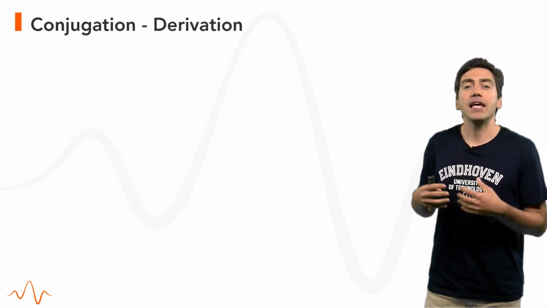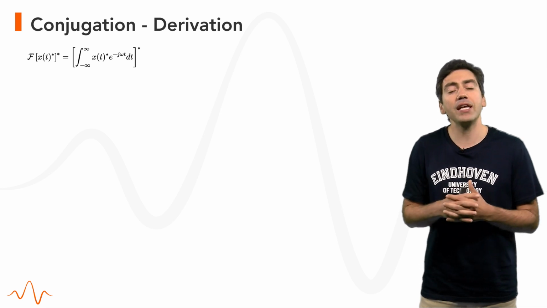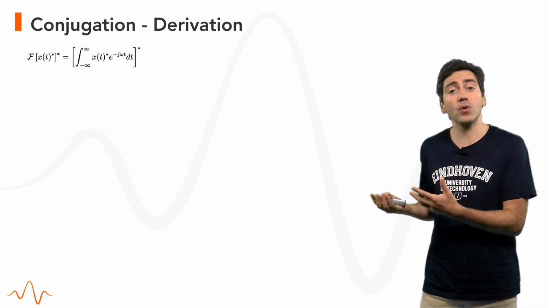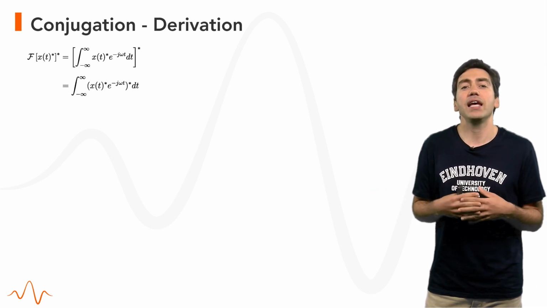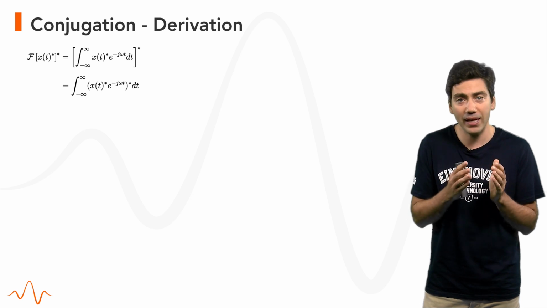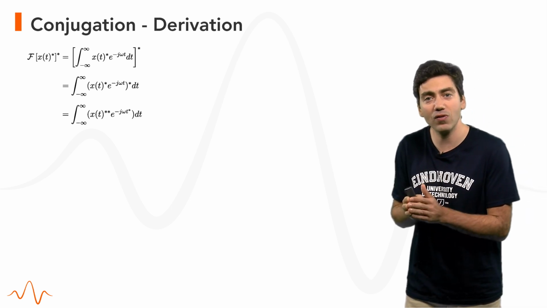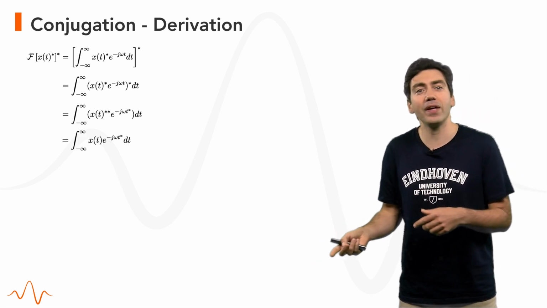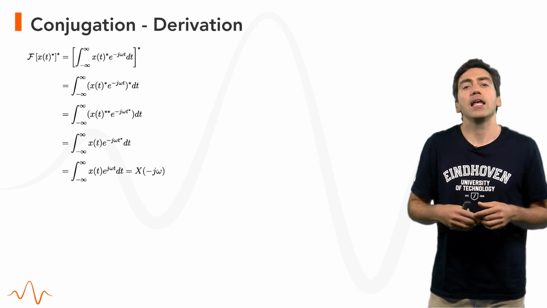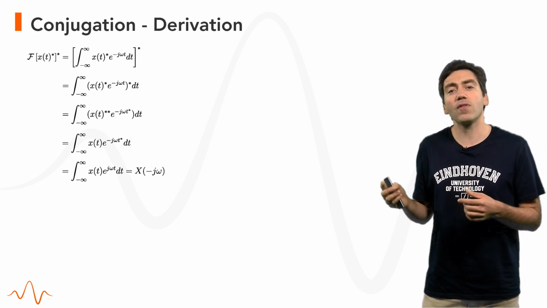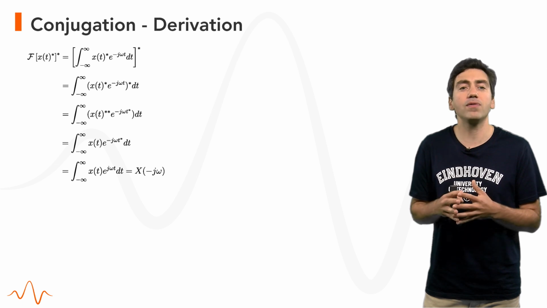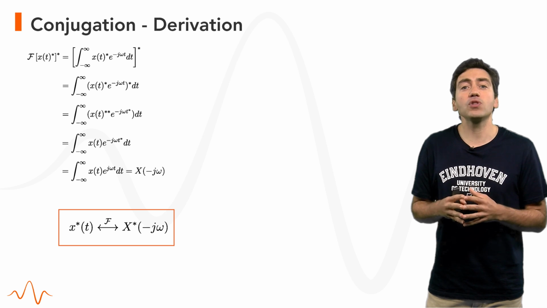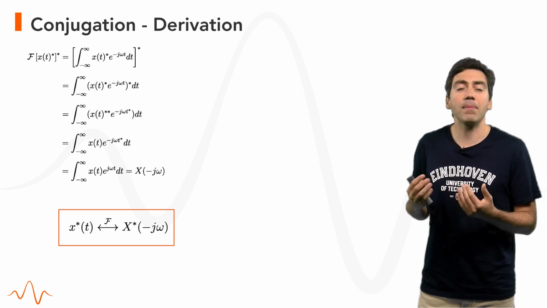If we plug x complex conjugate into the formula for the Fourier transform and take the complex conjugate, we get that the complex conjugate of the integral is the integral of the complex conjugate. And the complex conjugate of the product between x conjugate and the exponential of minus j omega t is the complex conjugate of the complex conjugate of x, which is nothing more than x, times the complex conjugate of e to the power of minus j omega t, which is e to the power of j omega t. Then this is nothing more than the Fourier transform of the original signal evaluated at minus j omega.